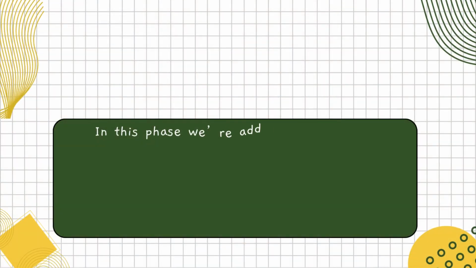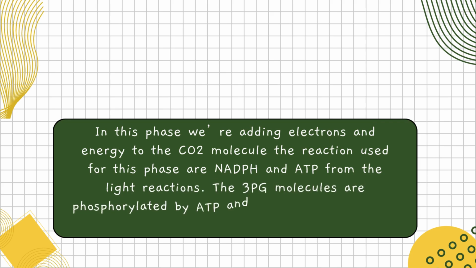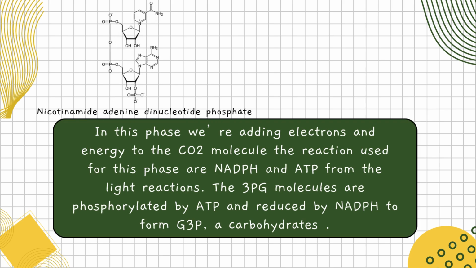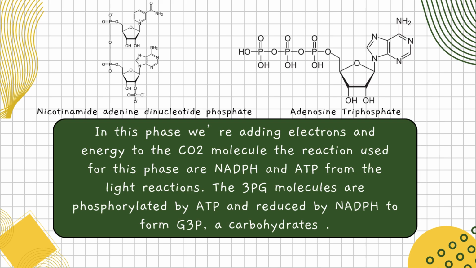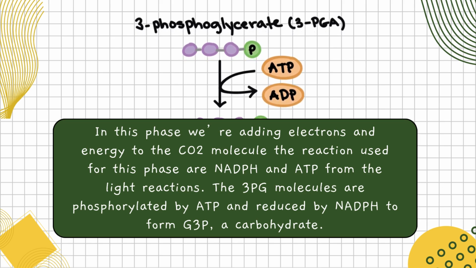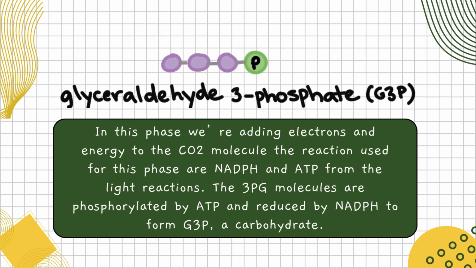Reduction in photosynthesis refers to the process where carbon dioxide, or chemically known as CO2, is converted into organic compounds, primarily sugars, during the Calvin cycle. In this phase, we are adding electrons and energy to the CO2 molecule. The reactants used for this phase are NADPH and ATP from the light reactions. The 3-PGA molecules are phosphorylated by ATP and reduced by NADPH to form G3P, a carbohydrate.